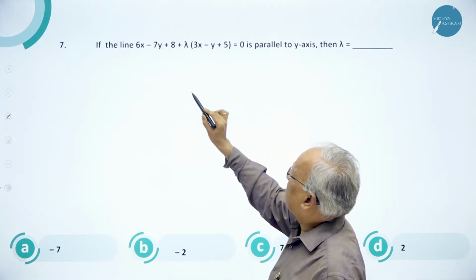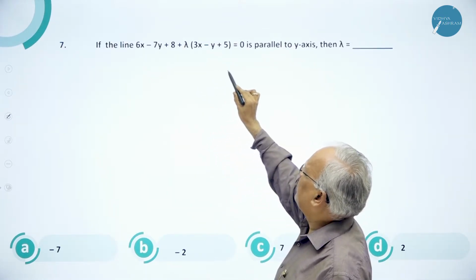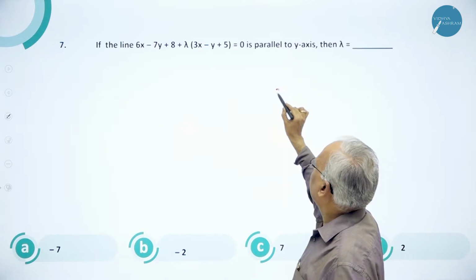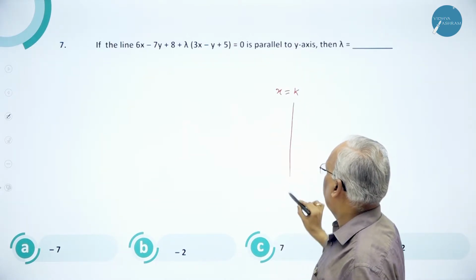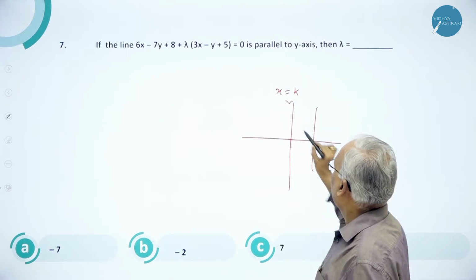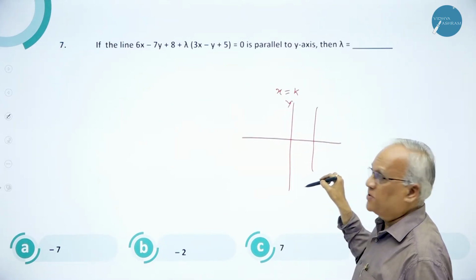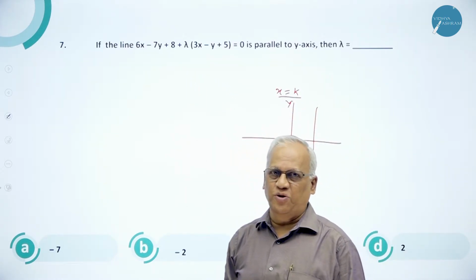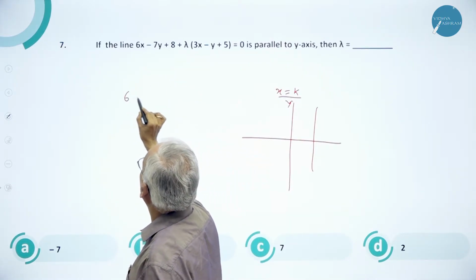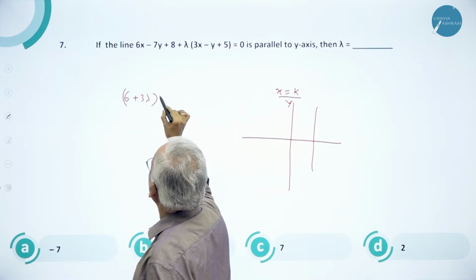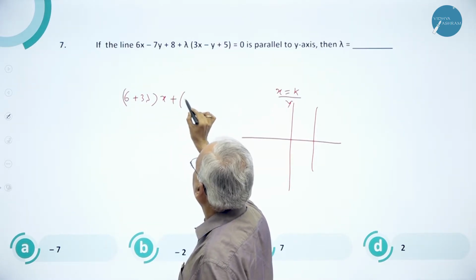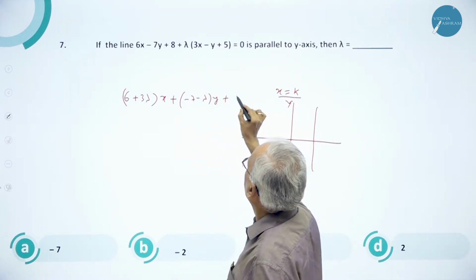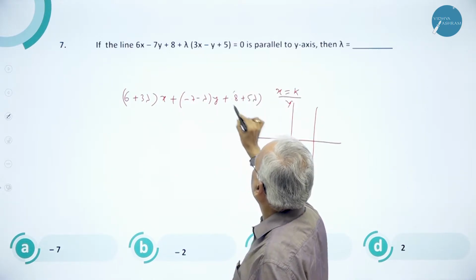Next, question number 7. If the line 6x minus 7y plus 8 plus lambda into 3x minus y plus 5 equal to 0 is parallel to y-axis. See, any line parallel to y-axis is in the form x equal to k. You must know, any line parallel to y-axis is in the form x equal to constant. That is, the y term is absent. So bring it to ax plus by plus c equal to 0 first. Collect all x terms, 6 plus 3 lambda into x. And then I take all terms containing y, minus 7 minus lambda into y, plus constant term 8 plus 5 lambda is equal to 0.